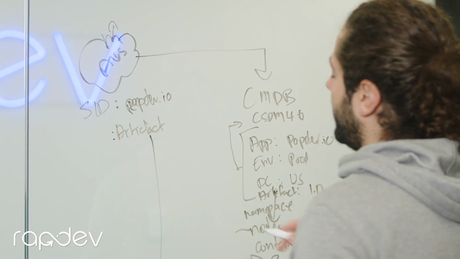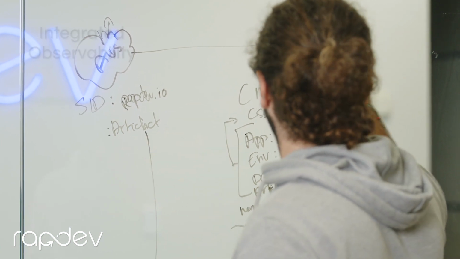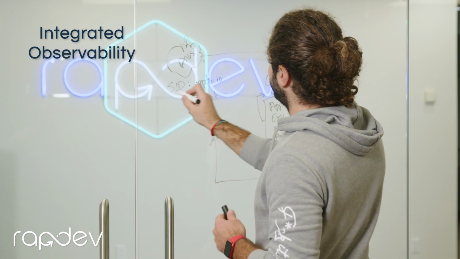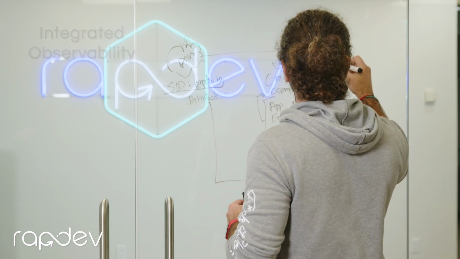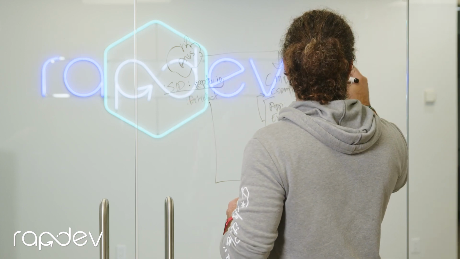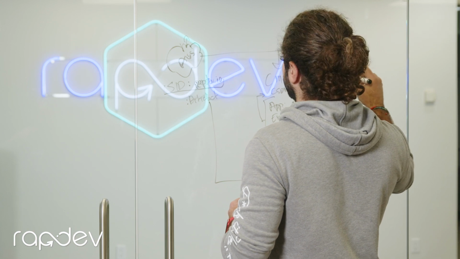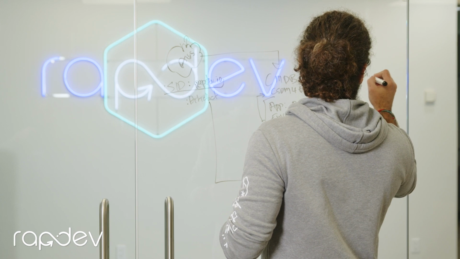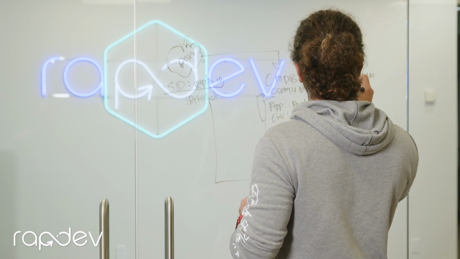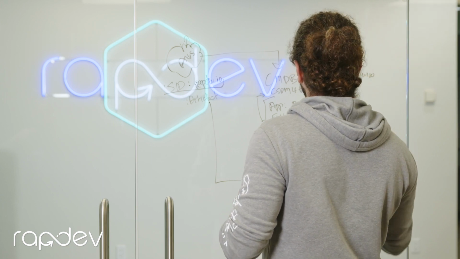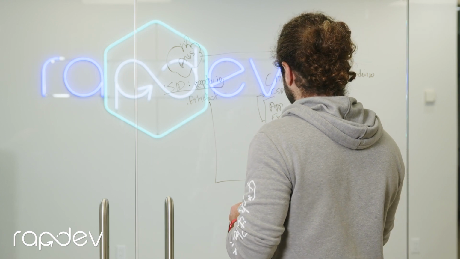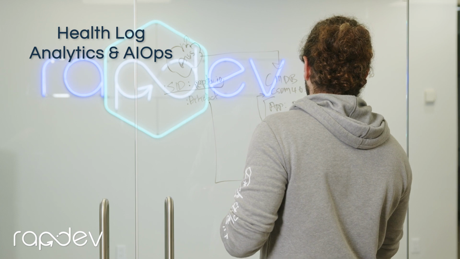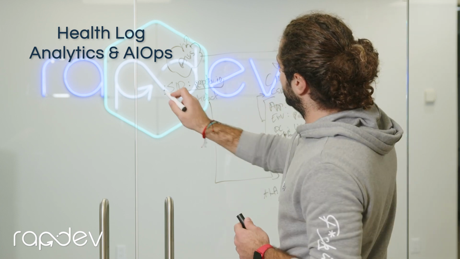So as your environment's built, it's monitored, and then it gets picked up by, let's call it Datadog. You use the same service ID within Datadog to tag your events. So Datadog is going to have an SID for an event called rapdev.io. And as these events come into ServiceNow, they get picked up by HLA and AIOps using the same tag that we used in the cloud.